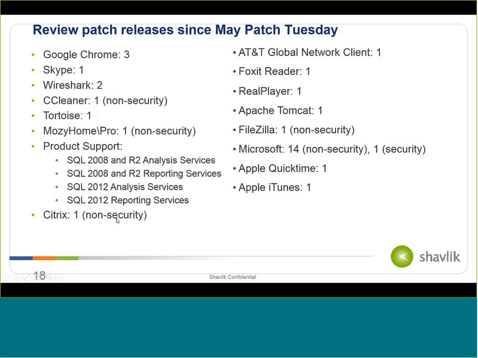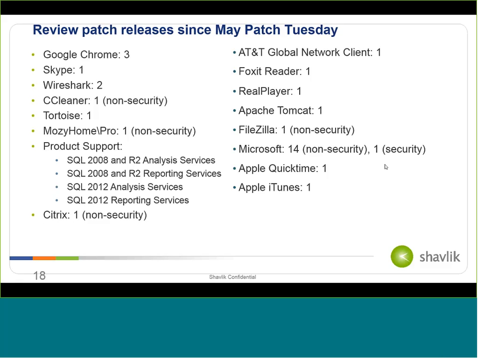Citrix had one non-security update this last month. AT&T Global Network Client had one security-related update. Foxit Reader, Real Player, and Apache Tomcat, each with a security update. FileZilla had one non-security. Microsoft had 14 non-securities and one additional security, which was MS13-045.